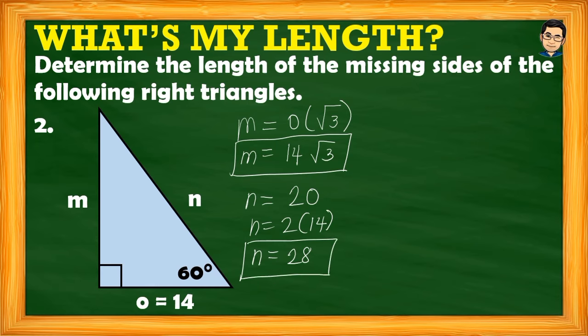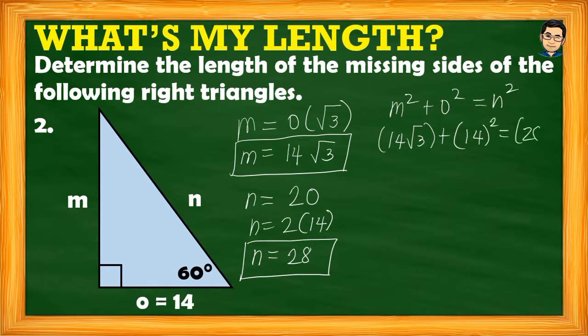Now, ipapakita ko sa inyo kung paano gagamitin ang Pythagorean theorem para i-check kung tama ang ating mga naging sagot. So, dito magiging ganito siya. M squared plus O squared is equal to N squared. So, M natin is 14 square root of 3. And then, yung O naman is 14. And then, N squared is 28. So, kailangan mag-equal yan both sides.